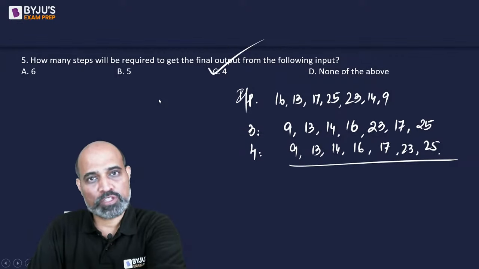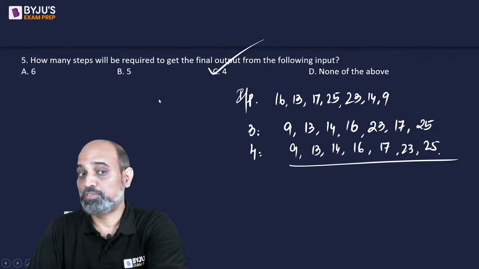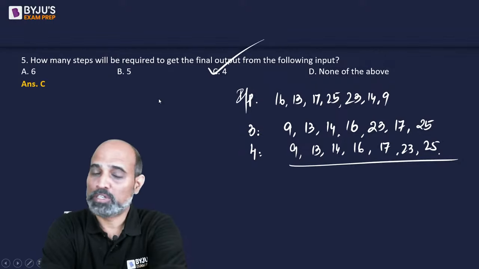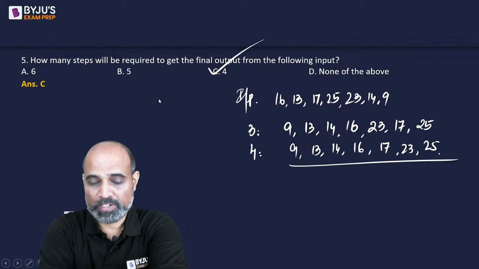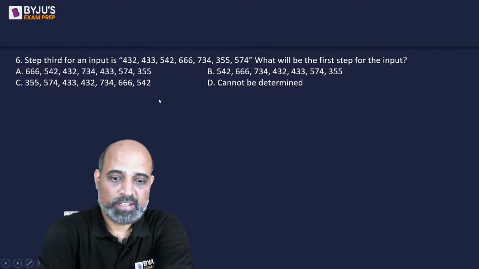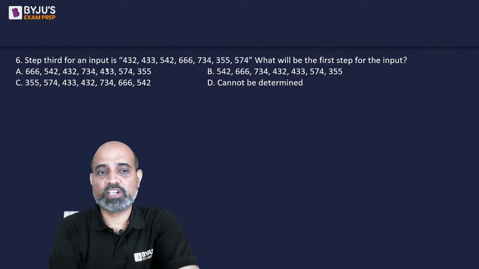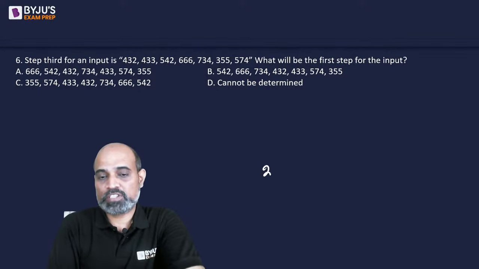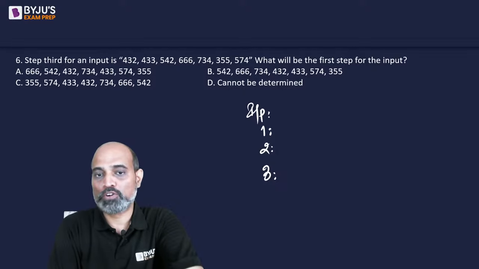So the third step was the last question, and in these four steps we will be able to find the output for the following. Okay. Next one is: step three for an input is this. What will be the first step for the input? So if the third step is known, how would we know what the first step is, or what the input is?